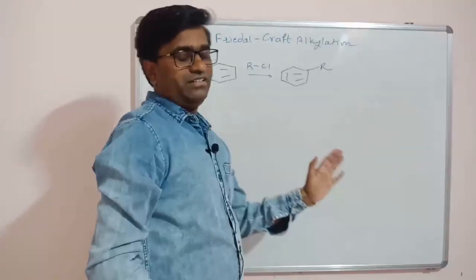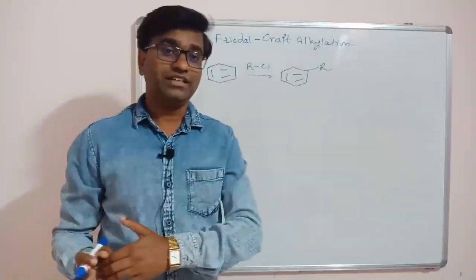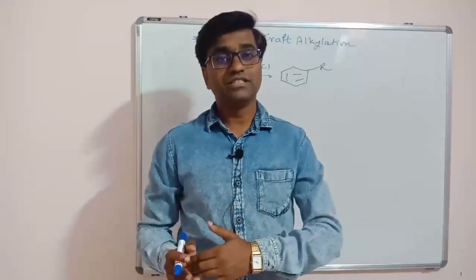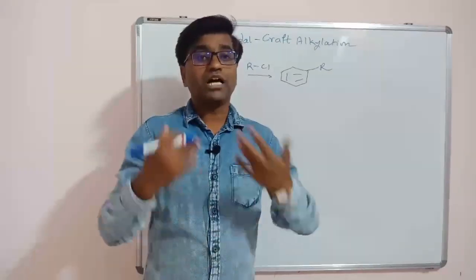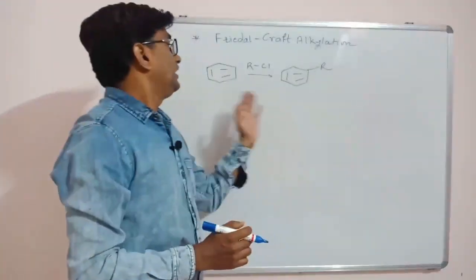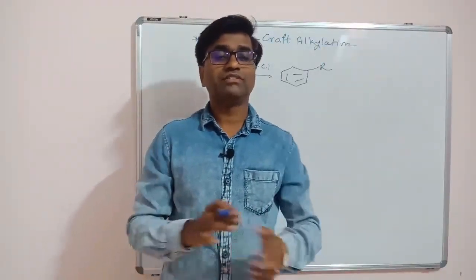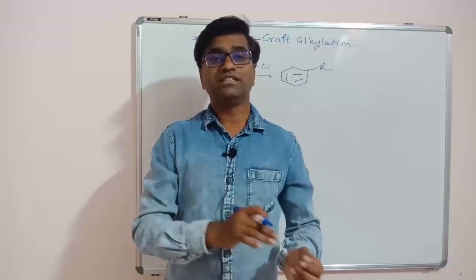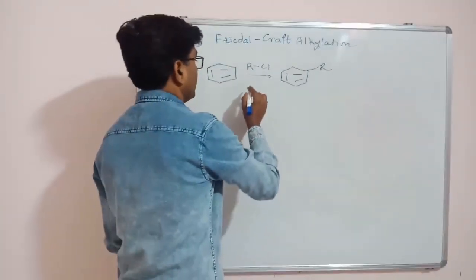In alkyl halides, the alkyl groups are less electrophilic in nature, so polarization is needed. Our R group, in terms of carbocation, acts as an electrophile. In alkyl halide it has less carbocation character, that's why we have to polarize this alkyl halide. For that purpose again we have to use a Lewis acid as a catalyst.